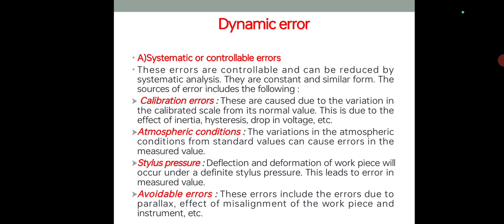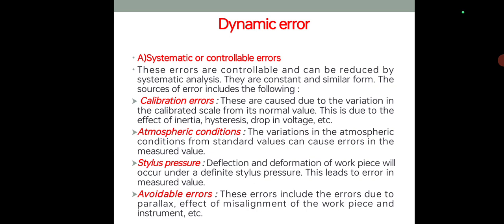Then third one is stylus pressure error. In this stylus pressure error, another common source of error is the pressure with which the workpiece is pressed while measuring. Due to the measurement, we are giving an external load and high pressure to the stylus. This type of error is called stylus pressure error. An example is variation in force applied by the anvils of a micrometer. These types of error are mainly caused by distortion of both the micrometer frame and the workpiece.